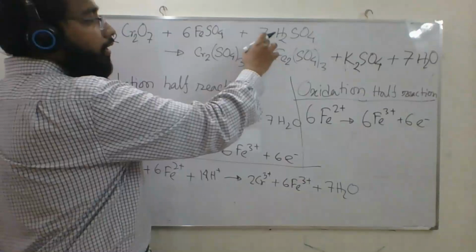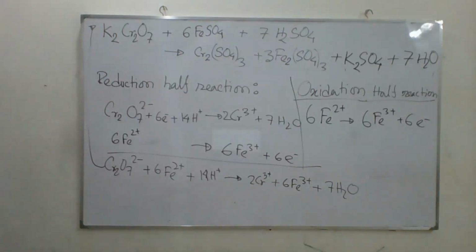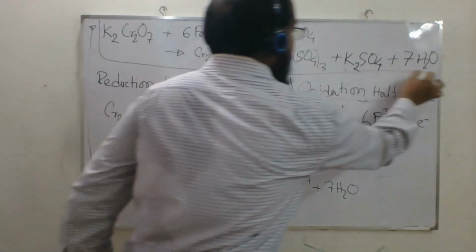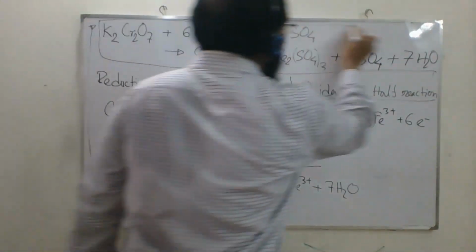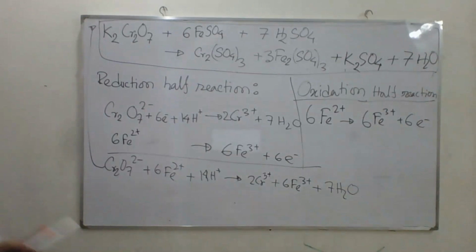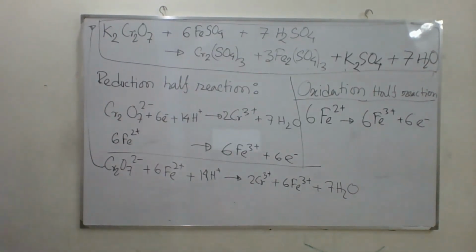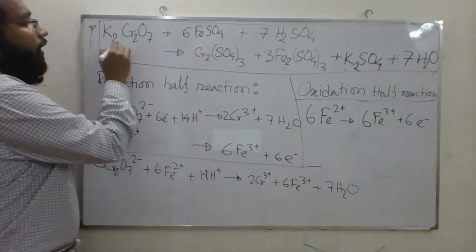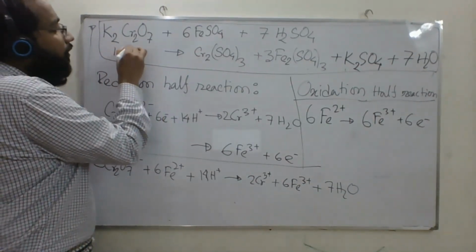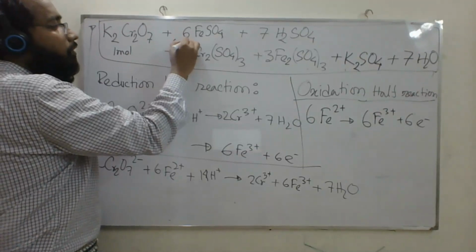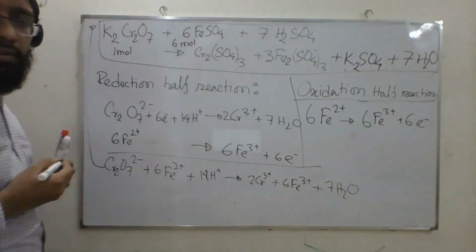Okay, and then hydrogen is 14, and there is 14. So all of the ions you can find out here are equal. So we can say this is a balanced equation. And from this balanced equation, if it is a stoichiometric analysis, then we can realize 1 mole of dichromate always reacts with 6 moles of ferrous sulfate.